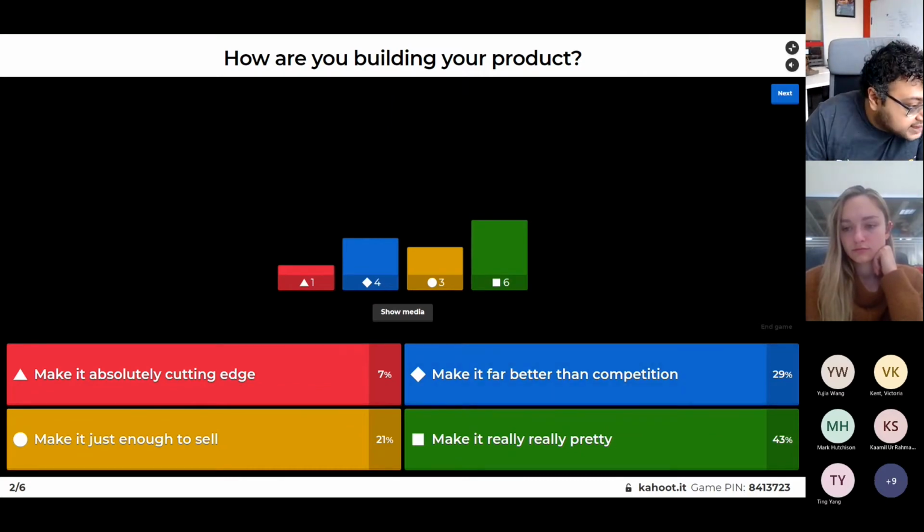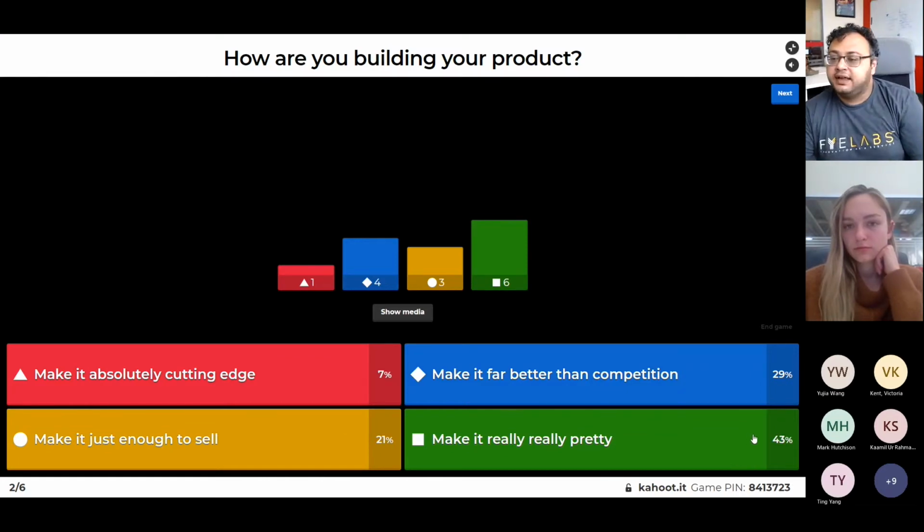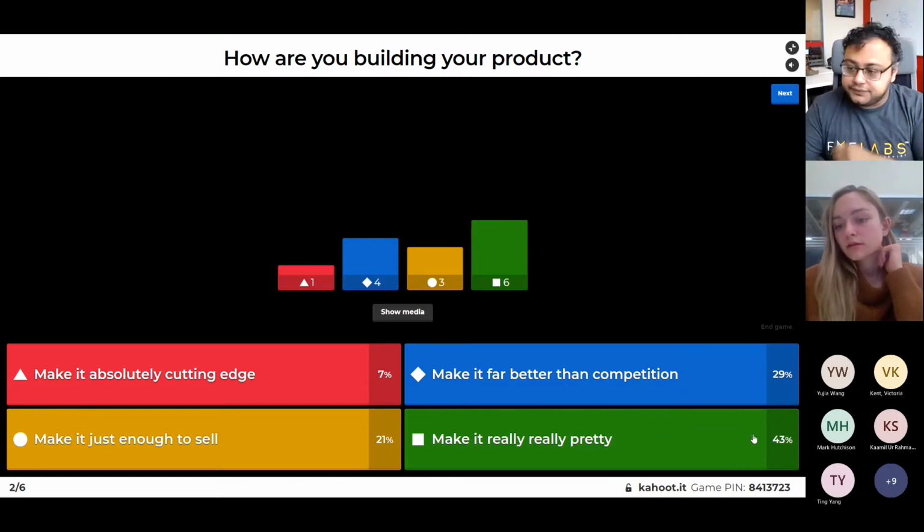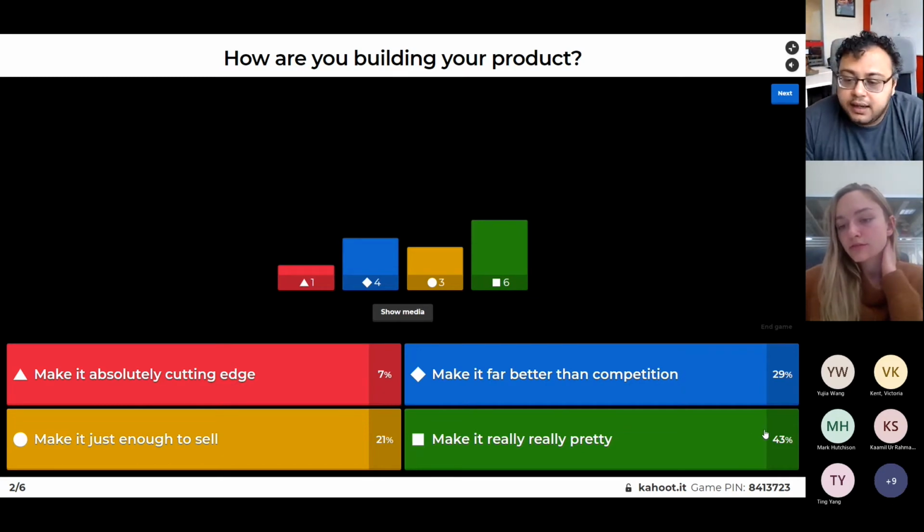So our next section here, just like the poll suggested, is some best practices about product development. We're going to talk about how you can phase out your product development.